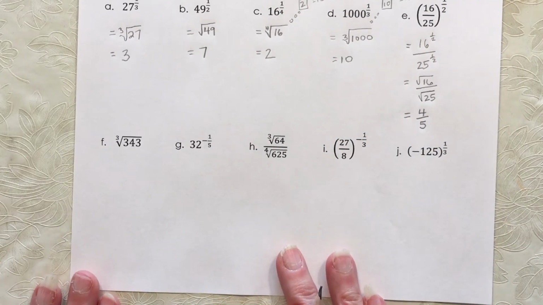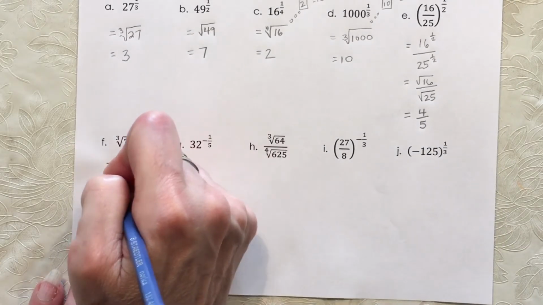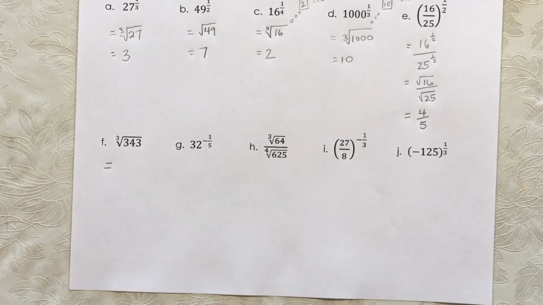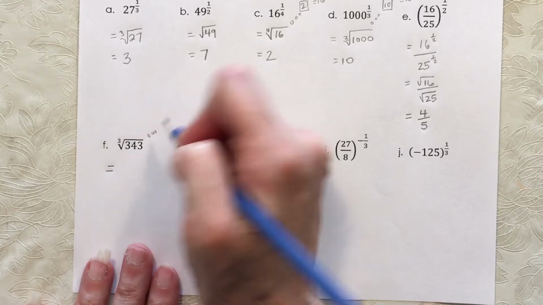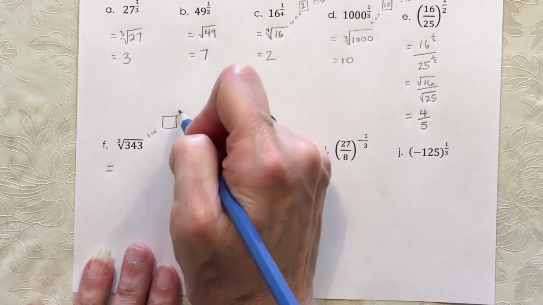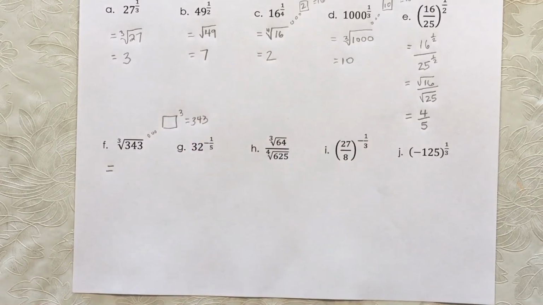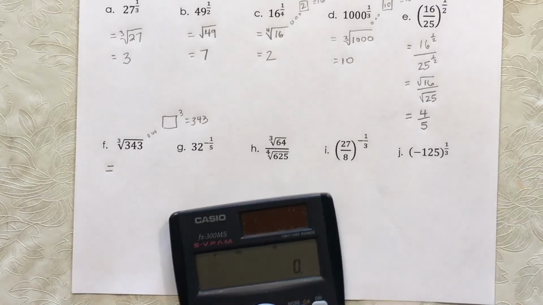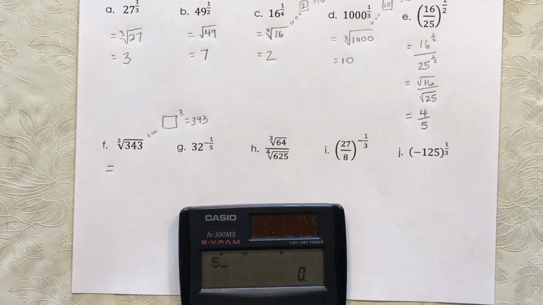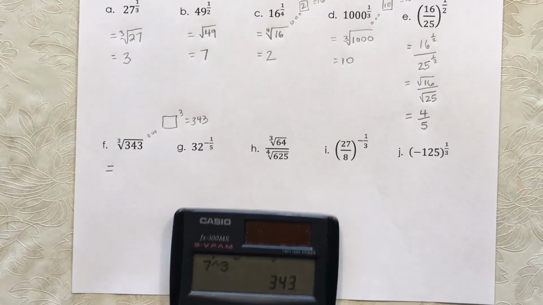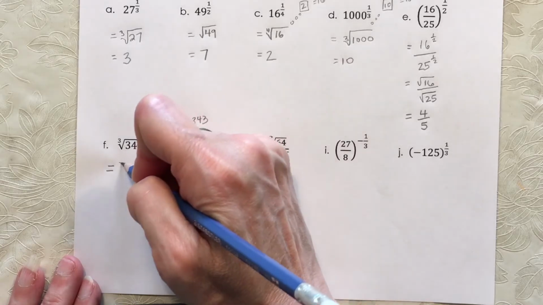Now we've got a question written in radical form. The third root of 343. We're thinking again, there's got to be some number to the power of 3 that equals 343. You may not know that one, so it may take a while to try it. You might try 5 to the third. Oh, that's 125. 6 to the third is 216, 7 to the third is 343. So the answer would be 7.